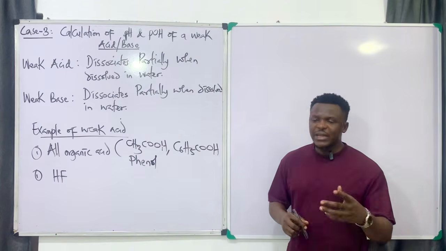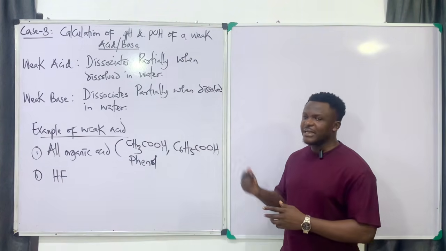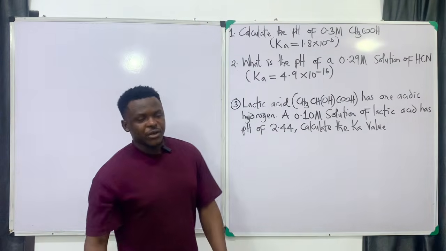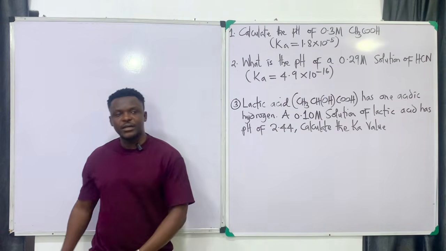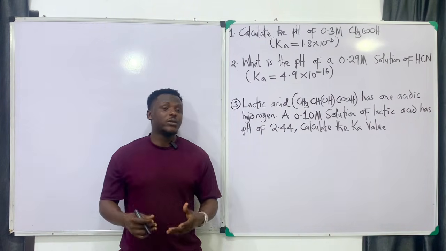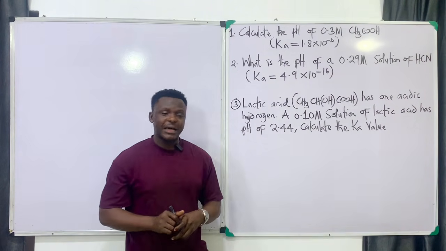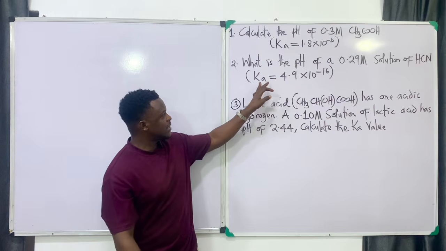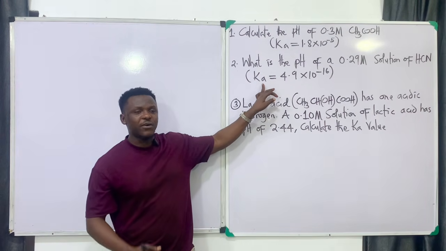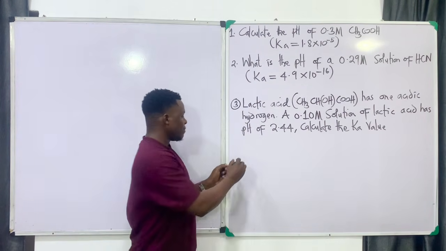All right, so let's look at a few examples and then explain how we can solve them. We have some questions here on the weak acid. If you recall what I told us earlier in the video, if you're asked to solve for the pH of an acid, and you see Ka, that stands for acid dissociation constant.